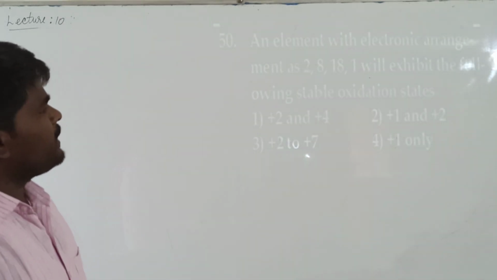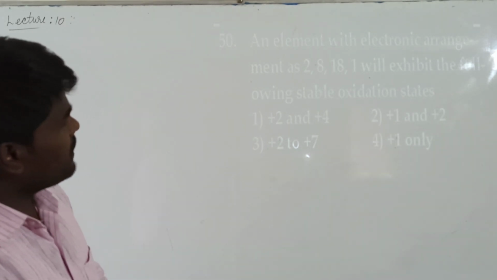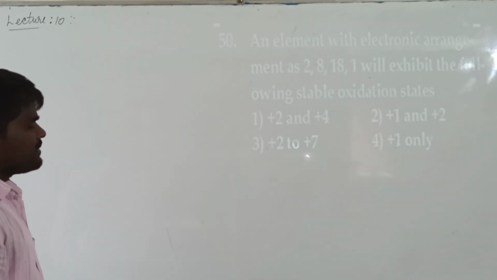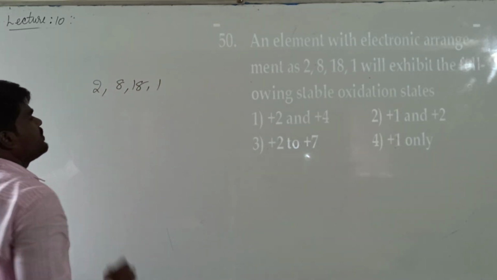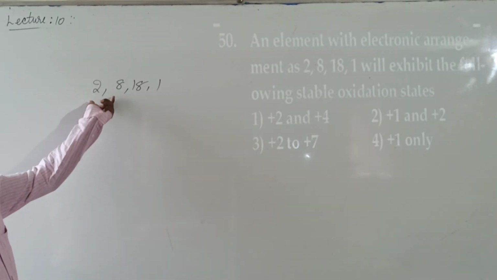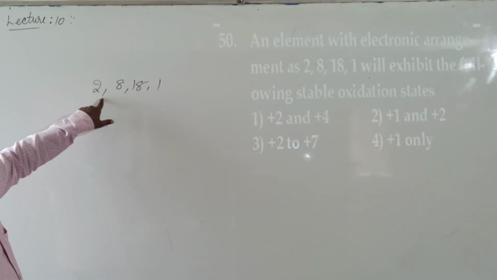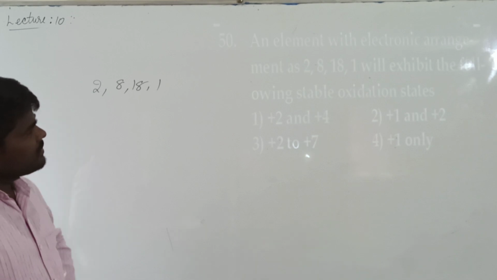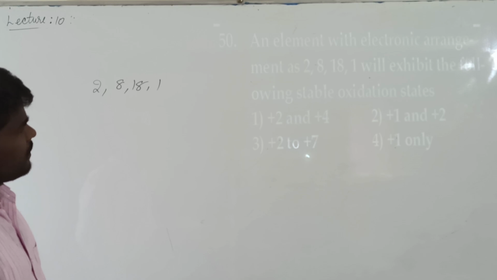Here comes our next question. An element with the electronic arrangement 2, 8, 18, 1 will exhibit which stable oxidation state? He has given the electronic configuration of the element. So you can identify the element also based on the atomic number. What is the atomic number? 2 plus 8 is 10, plus 18 is 28, plus 1 is 29.